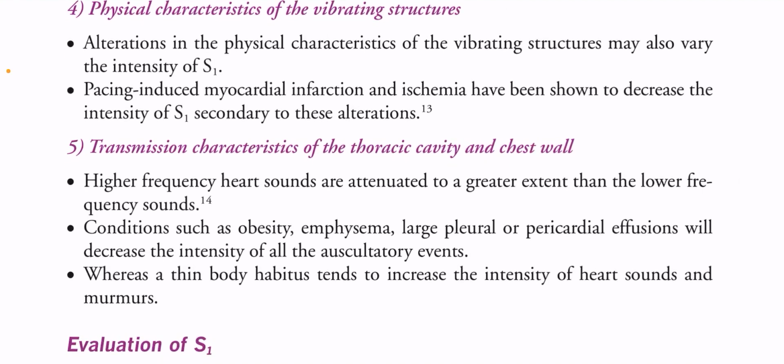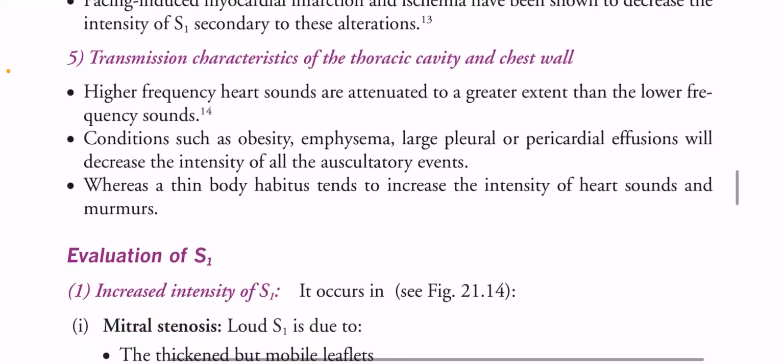Now, transmission characteristics of the thoracic cavity and chest wall. Higher frequency heart sounds are attenuated to a greater extent than the lower frequency sounds. Conditions such as obesity, emphysema, and large pleural or pericardial effusions will decrease the intensity of all the auscultatory events, whereas a thin body habitus tends to increase the intensity of heart sounds and murmurs.